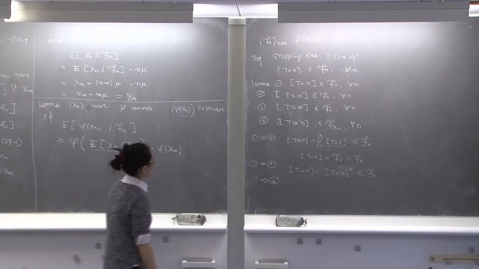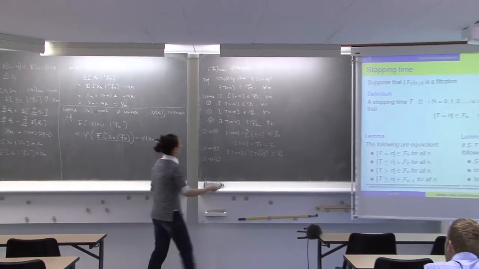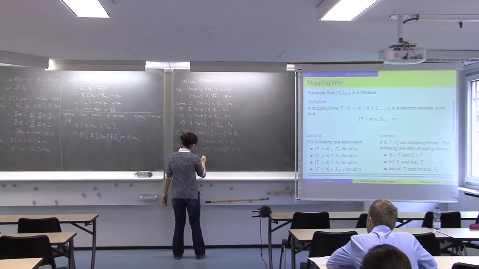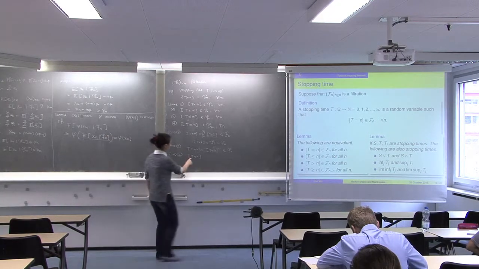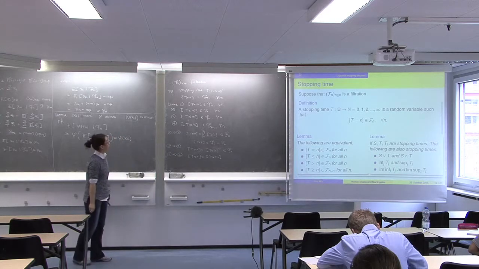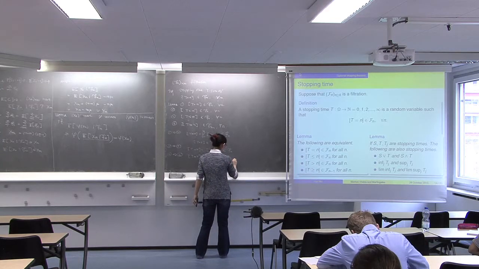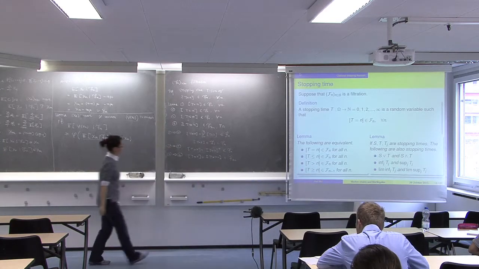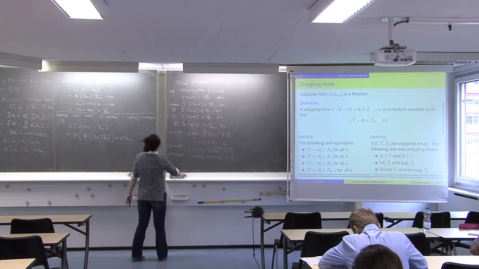So in fact, from the third to the fourth, we just change the notation from n to n minus 1. Because we know that t only takes values in the integers, the event t greater than or equal to n equals t greater than n minus 1. And from the third condition, we know that this is contained in F_{n-1}. OK, so this shows third implies fourth. And finally, fourth implies the first.